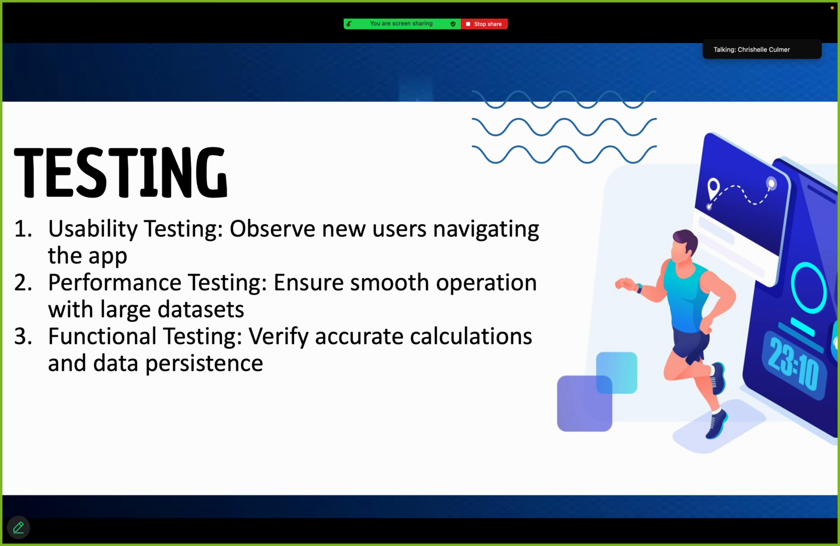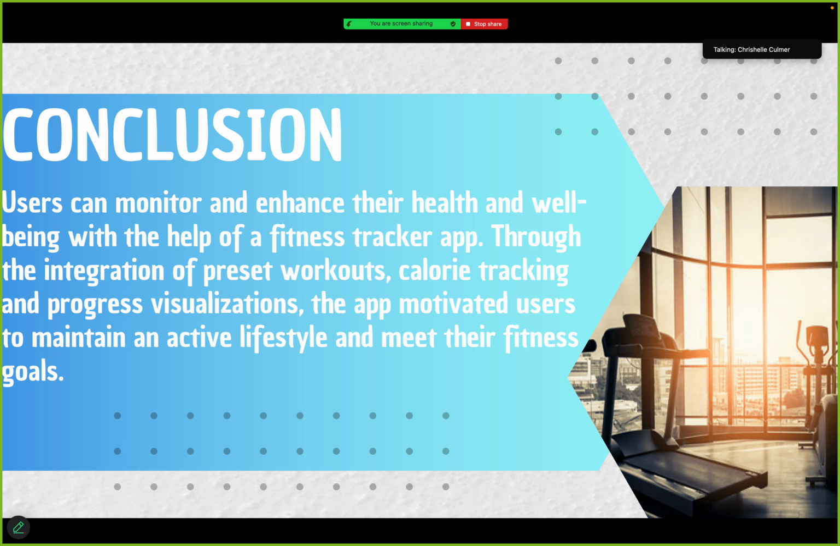Next is testing. That's the usability testing, where we get to observe new users navigating the app. Performance testing is where we ensure smooth operation with large data sets. And then functional testing is where we verify accurate calculation and data persistence. Now, to sum this up, users can monitor and enhance their health and well-being with the help of this fitness tracker app. Through the integration of preset workouts, calorie tracking, and progress visualization, the app motivates users to maintain an active lifestyle and meet their fitness goals.